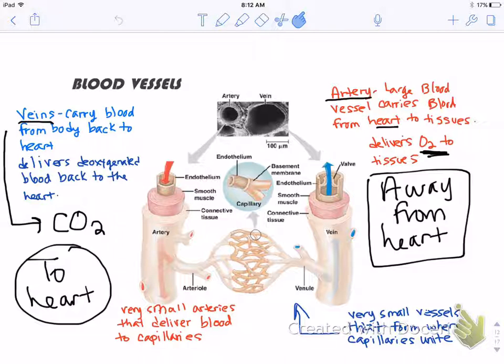And within the veins, you can have smaller parts of the vein that are called venules. So off of the vein branches out to venules, and those branch off to capillaries. And off of the arteries, you can branch off to smaller vessels called arterioles. So arterioles and venules carry blood to the capillaries. Both of these carry blood to the capillaries.